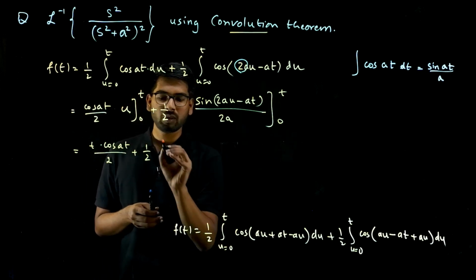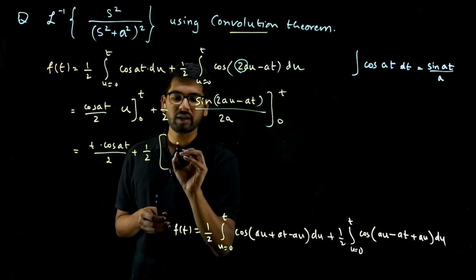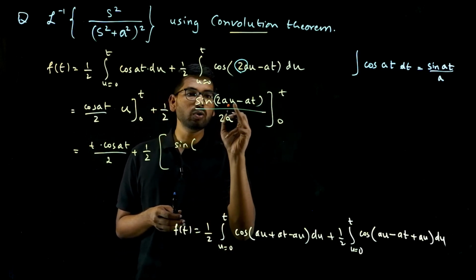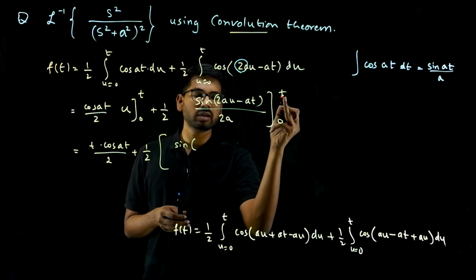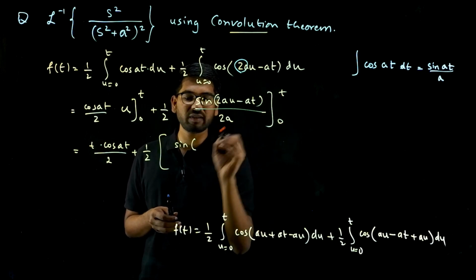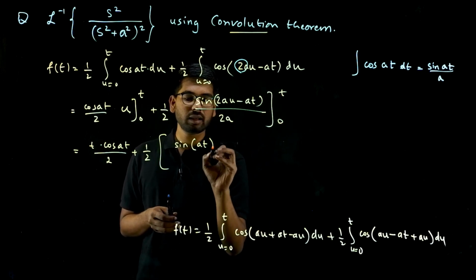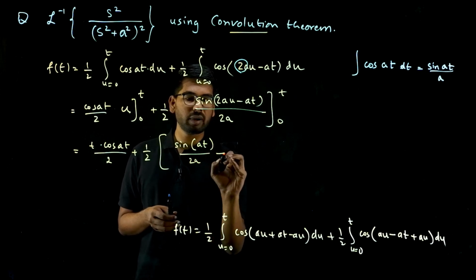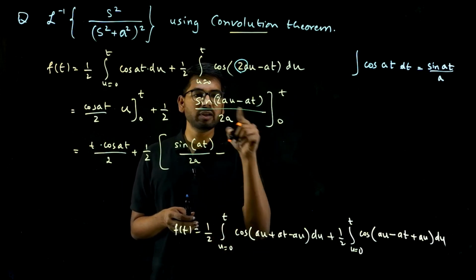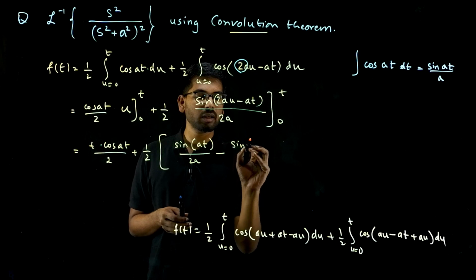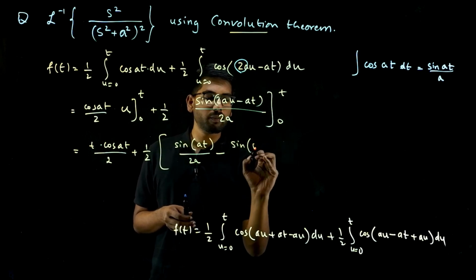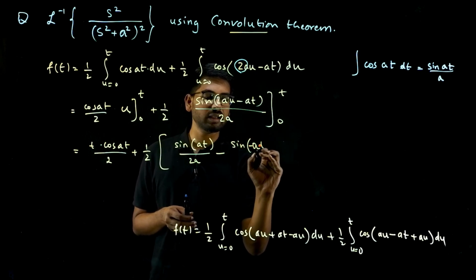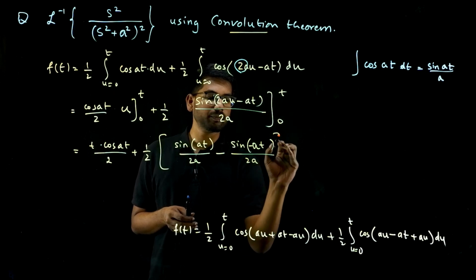What will you get here? First let's substitute upper limit. So that is sin(2at minus at). If you substitute t in place of u, it is 2at. 2at minus at is at, by 2a, minus, substitute 0 in place of u, you will get sin(2au is 0 minus at), which is sin(minus at) over 2a.